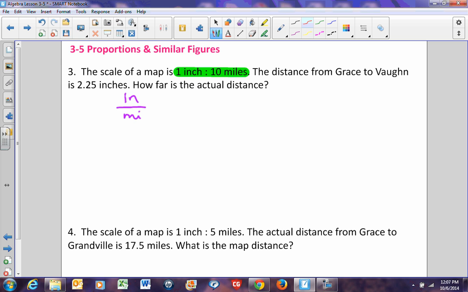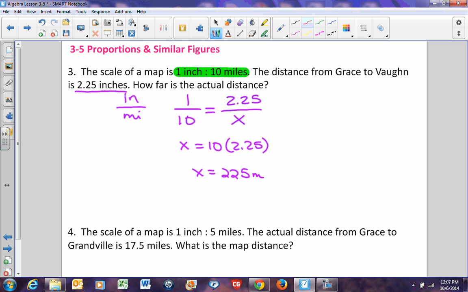So we just need to make sure we're consistent. So 1 inch is equal to 10 miles, inches to miles. The distance from Grace to Vaughn is given in inches, so that's going to go on the top. 2.25 inches is equal to how many miles? So we simply cross multiply, so x is going to equal 10 times 2.25. So x is going to equal 22.5 miles. That one was fairly simple because it wasn't a hard conversion. All right, so the actual distance is 22.5 miles.